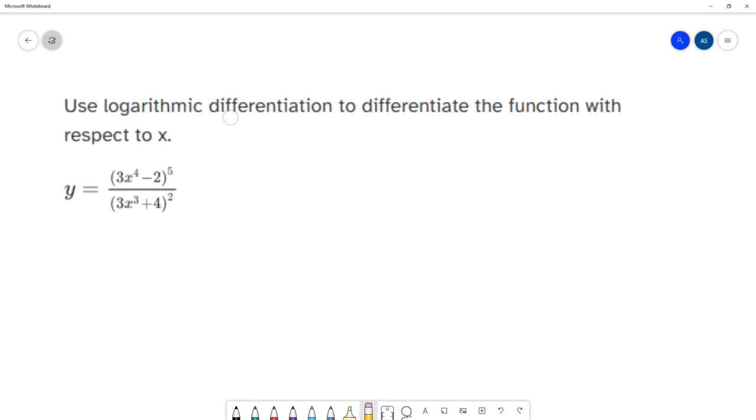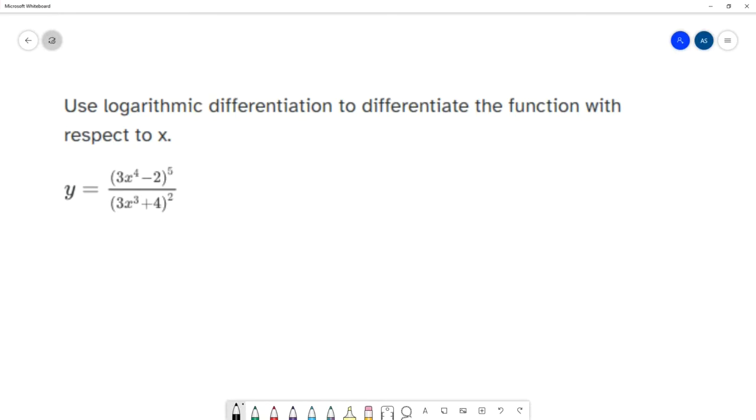Use logarithmic differentiation to differentiate the function with respect to x. We have the function y equals (3x to the fourth minus 2), all raised to the fifth power, over (3x cubed plus 4), all squared.